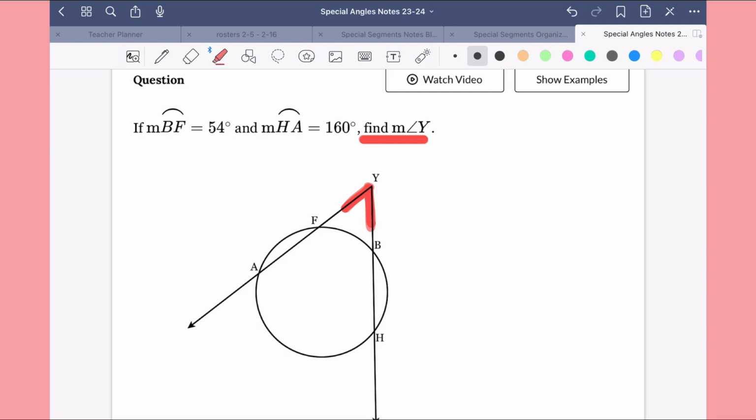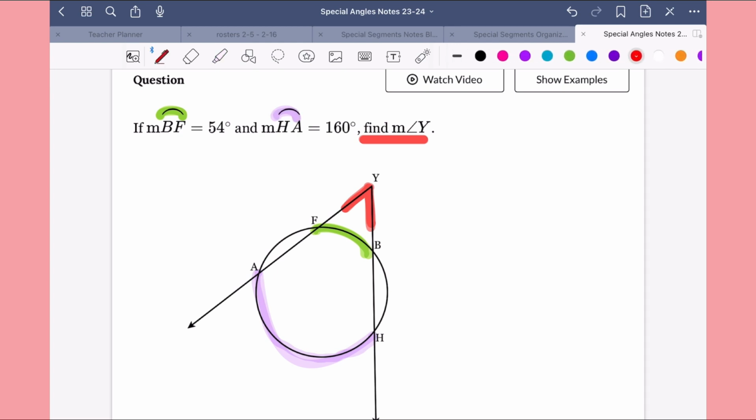And for these problems, we have these angles and they create two types of arcs. They create a big arc here, a big arc, and they create a little arc. Okay, and those are the colors I remember using. And so they said that my little arc is 54 and my big arc is 160.